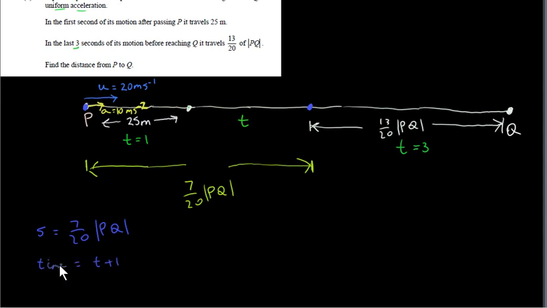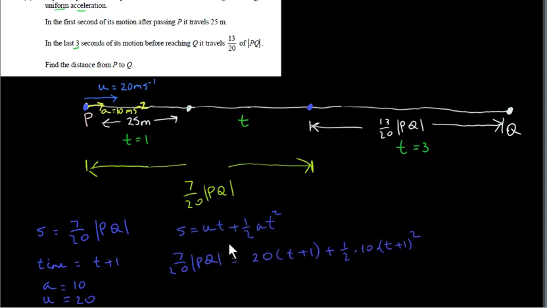I could write down t equals t plus 1, but that looks confusing. So I just have time here. Time taken. It's t plus 1 seconds. The acceleration is 10. The initial speed is 20. We can connect all those variables using this formula. So we plug 20 in for u, t plus 1 in for the time, and 10 in for a.